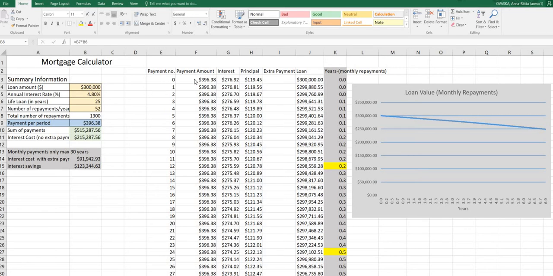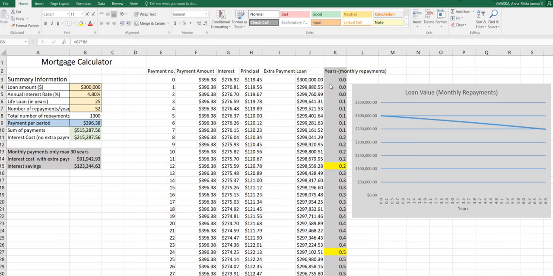But that $396 doesn't all go to just reducing the amount of the loan. Part of that goes to paying the interest and the other remaining part goes to pay the principal. As the loan period continues, the amount being paid off in interest decreases and the amount being paid off the loan itself, the principal, steadily increases. We've got a column here for extra payments, and then the last column is the actual amount you still owe on the loan, and you can see that started off at $300,000 and is slowly going down.